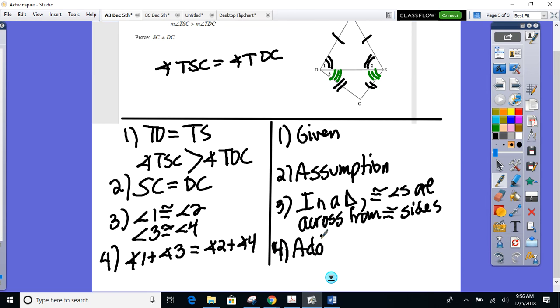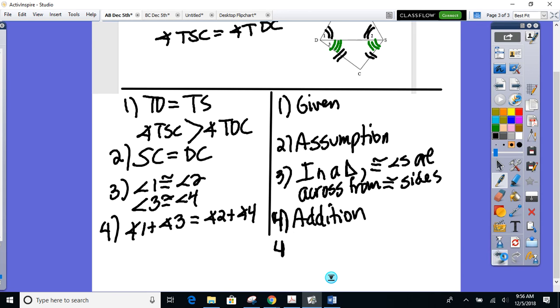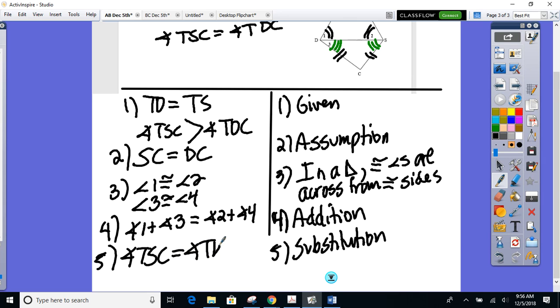That's addition. It's been a couple weeks. What always came after addition? Substitution. Not step 4. And that is now to say angle TSC is now equal to angle TDC. And what do we have on our hands now in step 5? That contradicts that greater than one, so it looks like we're done. And we can say now that SC does not equal DC. Assumption led to a contradiction.